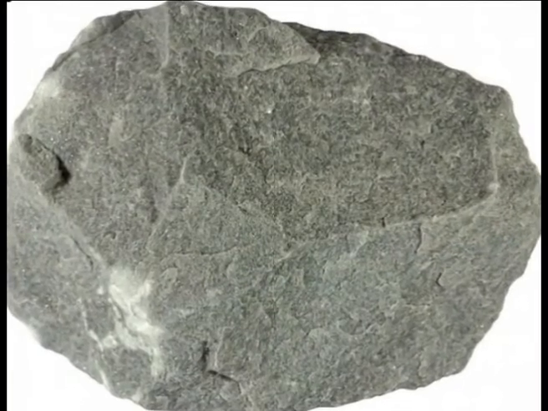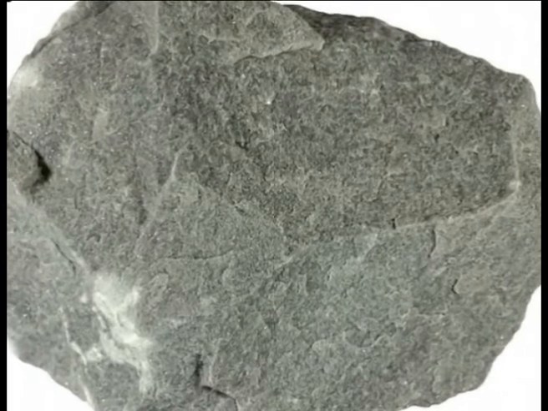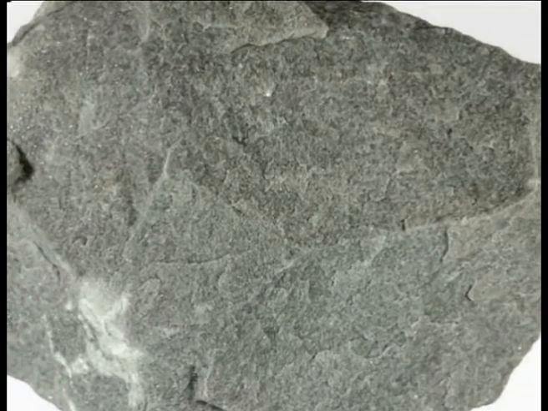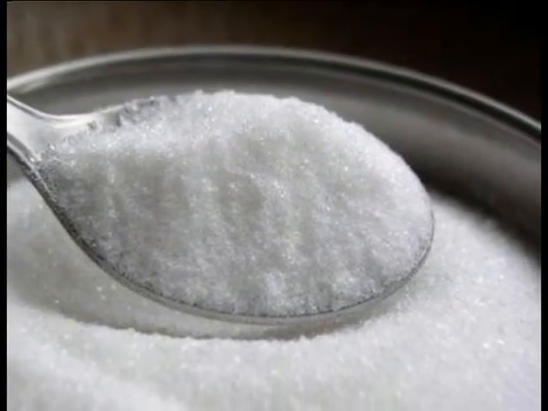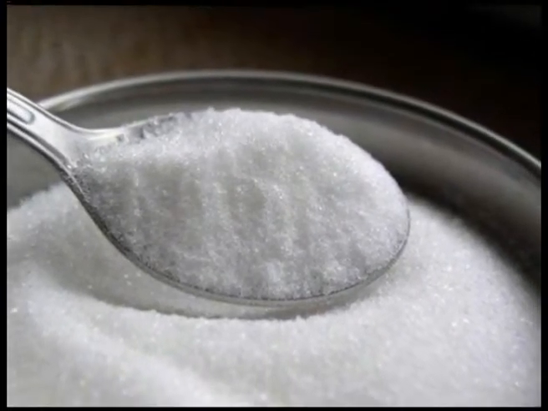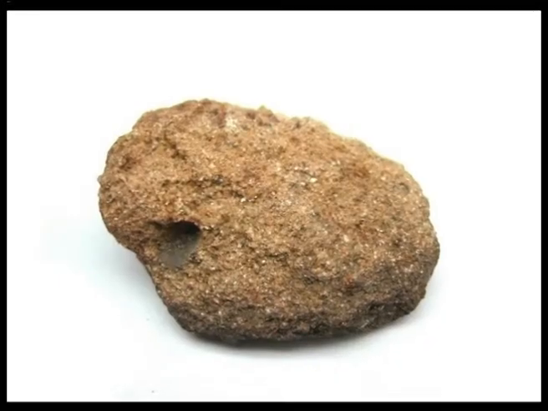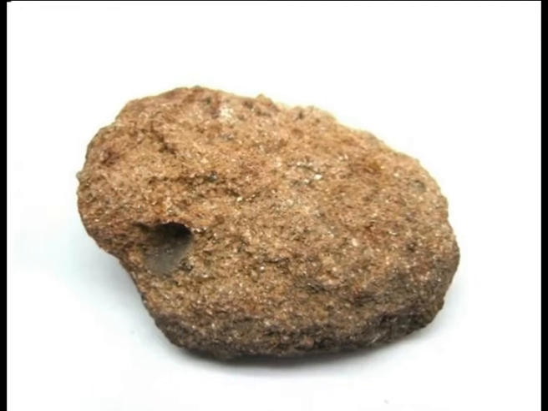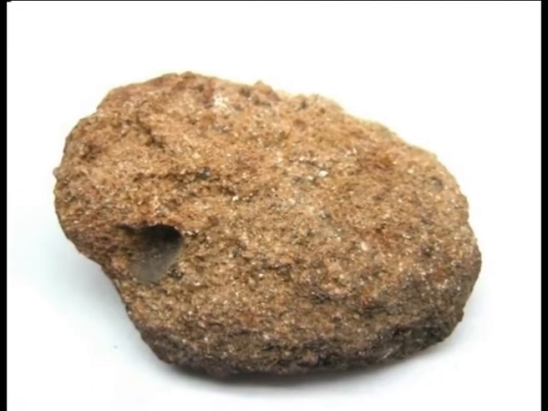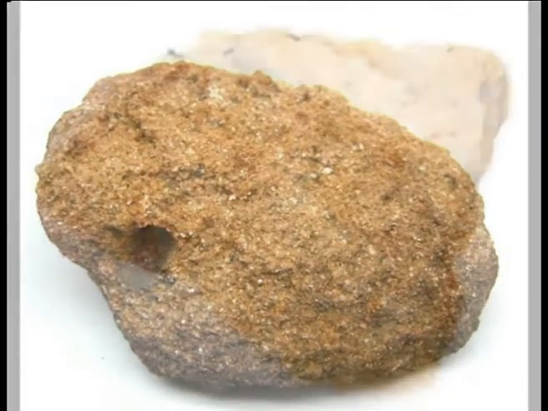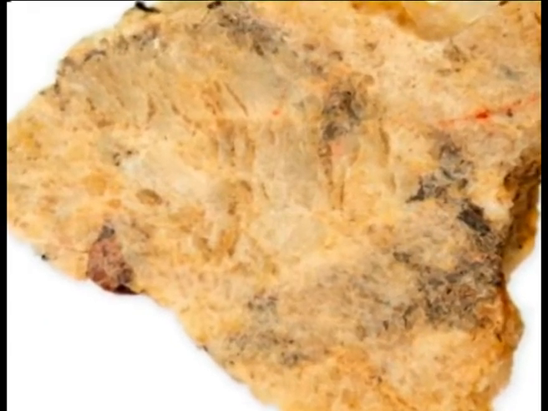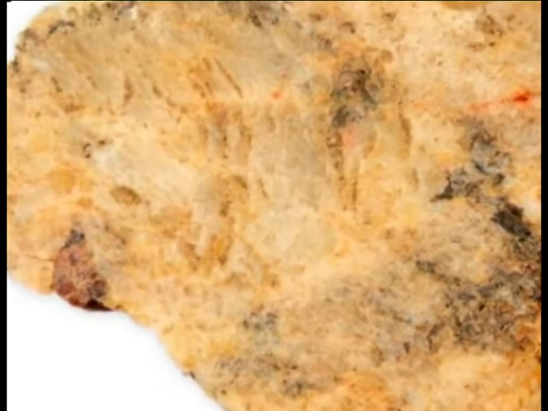Durability of a stone can be experimentally determined by subjecting the stone samples to the disintegrating action of sodium sulphate. Test specimens, generally 5 cm side cubes, are dried perfectly and weighed. They are suspended in a 14% solution of sodium sulphate for 4 hours at 27 degrees Celsius and then air dried and oven dried at 105 degrees Celsius. The stone samples are subjected to 30 such cycles and loss of weight is determined, which gives a measure of the durability of the rock. Greater the loss in weight after these cycles, poorer is the durability of the stone.